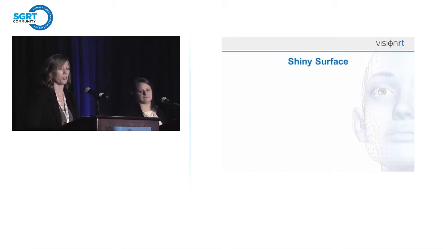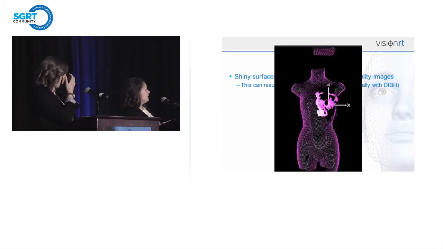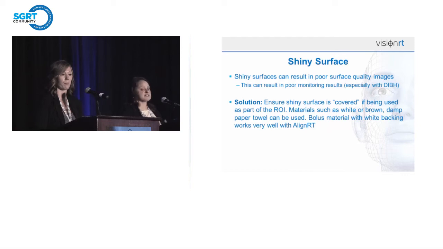If we have a shiny surface, this can also result in a poor surface image, especially we'll see this in DIBH with bolus. We can have poor monitoring results. This is something that we see when we have shiny bolus: the ROI is really diminished, and so we don't necessarily have good monitoring, and we certainly don't have any kind of good information for setup. Our solution obviously is to ensure that your shiny surface is covered.